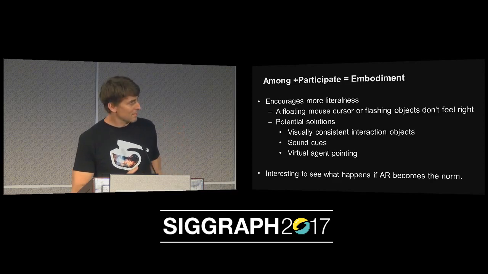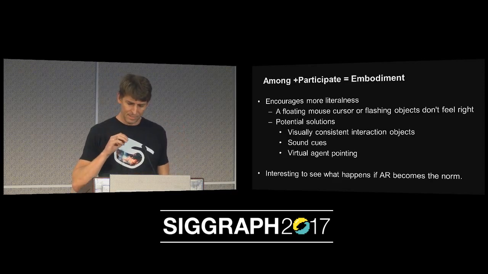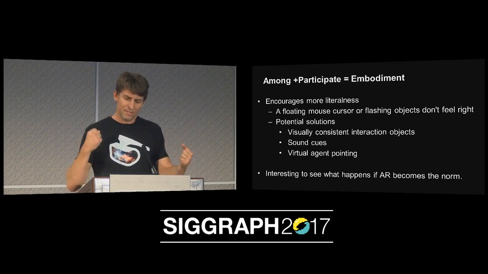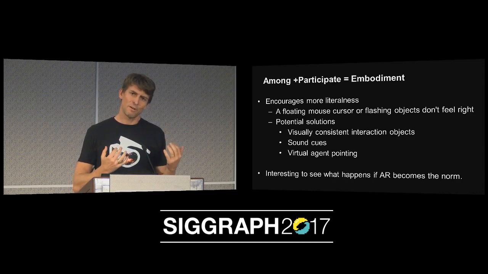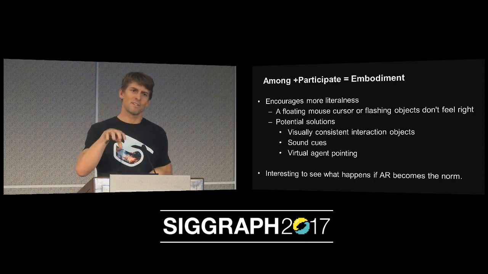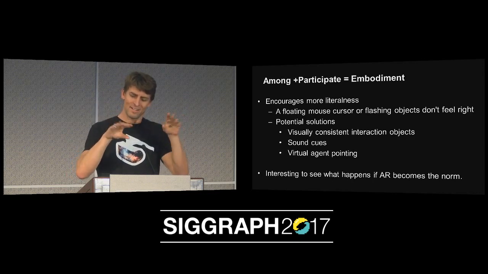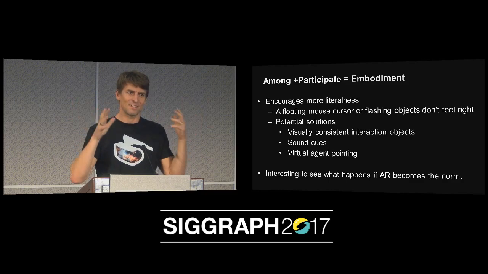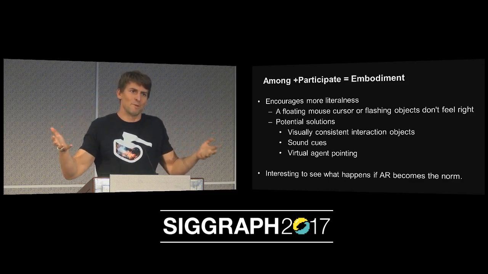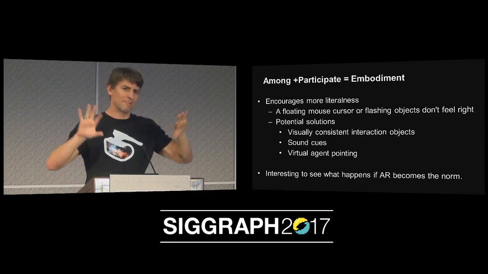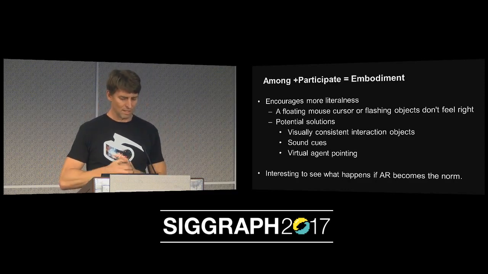So just a real quick side note before I move on. This being among and participating in things gives you this feeling like you're embodied in the world in VR. And that tends to encourage a more literalness aspect. So seeing something like a floating cursor starts to feel like a disconnect. That doesn't exist in the real world, so it's weird that you have flashing things, and that doesn't feel like I'm really somewhere else anymore, because that just couldn't happen. And it depends on the situation, of course. Maybe if you have a very abstract experience, it would work.